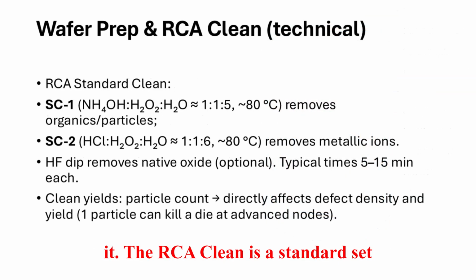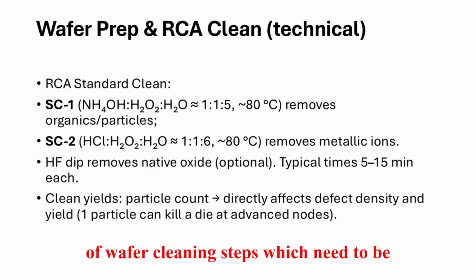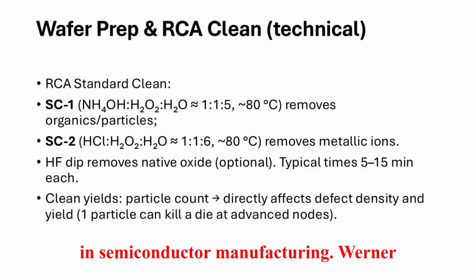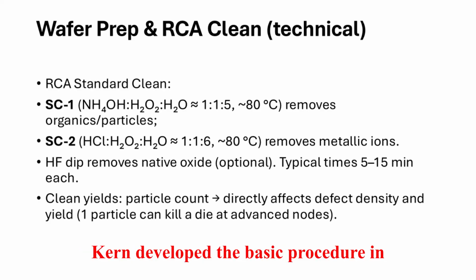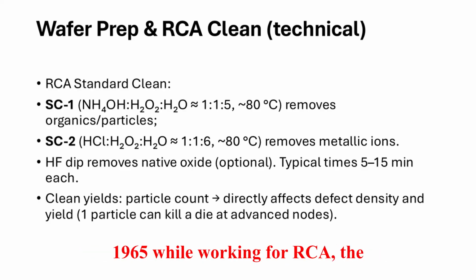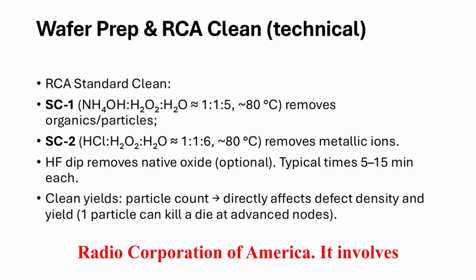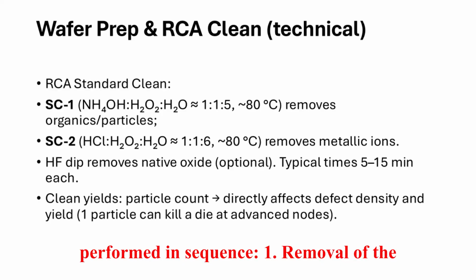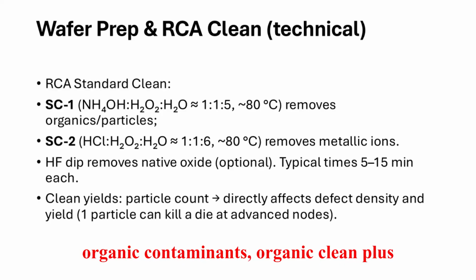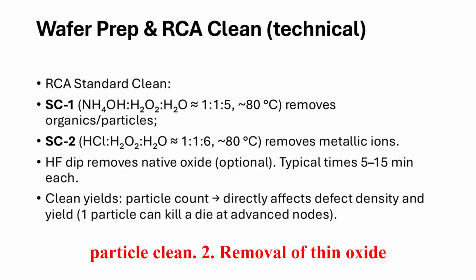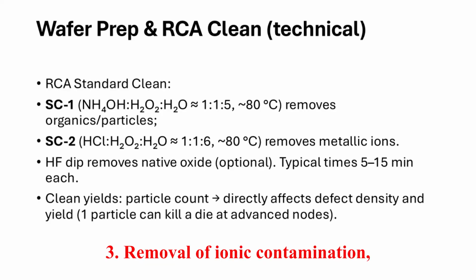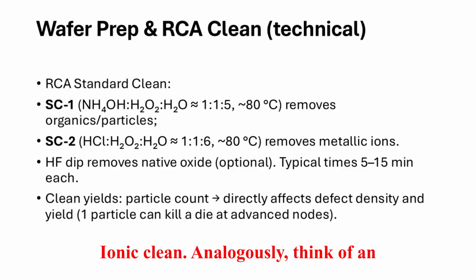The RCA clean is a standard set of wafer cleaning steps which need to be performed before high-temperature processing steps, oxidation, diffusion, CVD, of silicon wafers in semiconductor manufacturing. Werner Kern developed the basic procedure in 1965 while working for RCA, the Radio Corporation of America. It involves the following chemical processes performed in sequence. 1. Removal of the organic contaminants, organic clean plus particle clean. 2. Removal of thin oxide layer, oxide strip, optional. 3. Removal of ionic contamination, ionic clean.